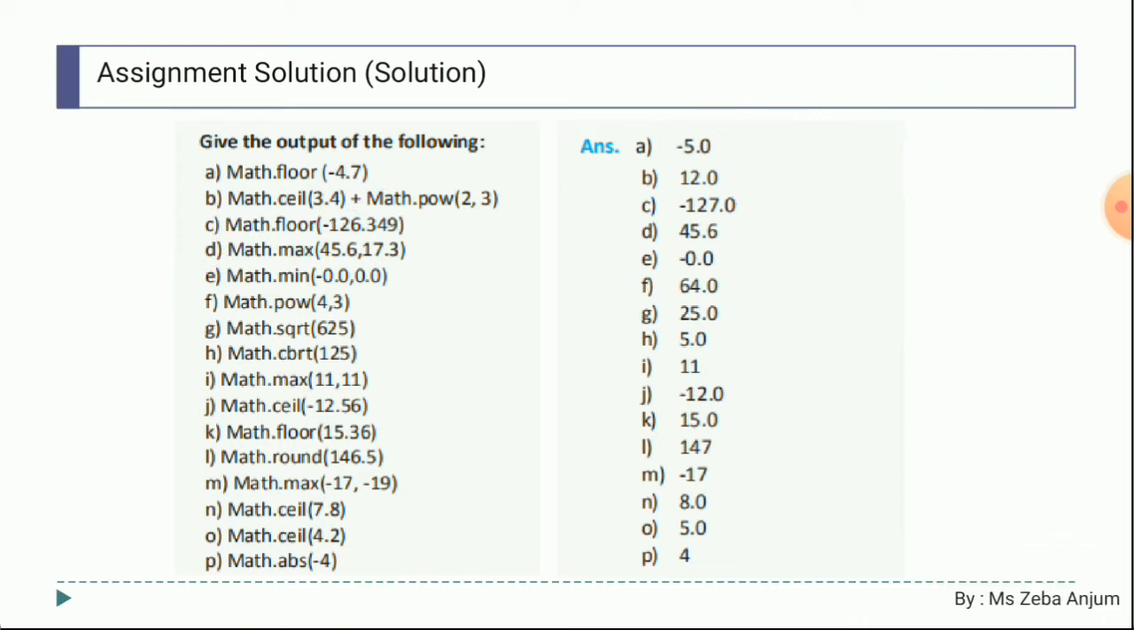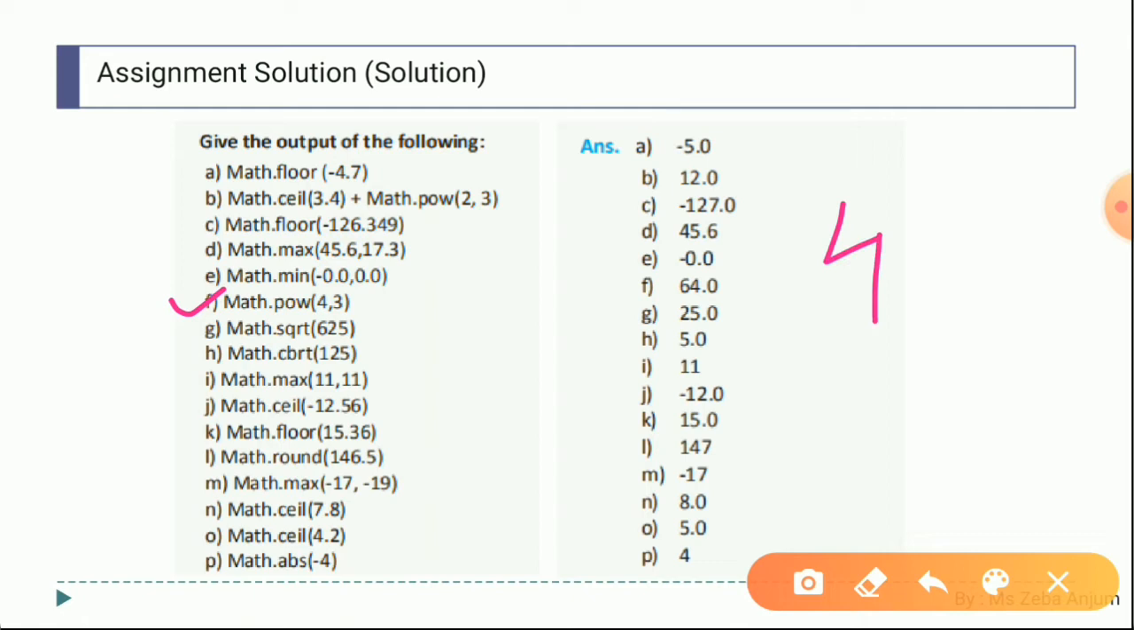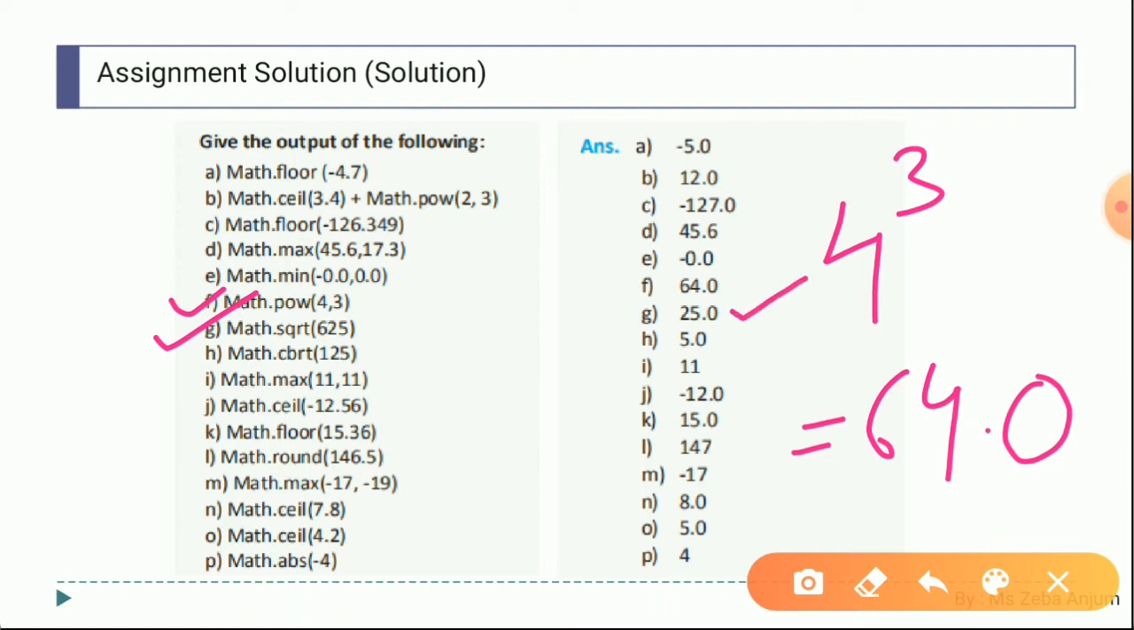Now see the F part, Math.pow(4, 3). The first argument is your base value, and the second argument is your power. So 4 to the power 3 you will be getting 64, and as this function gives you a double value you will be getting 64.0. Again for the G part, Math.sqrt(625). Clearly it is the square root of 25, and as this function gives you a double value, you are going to get 25.0 as an answer.